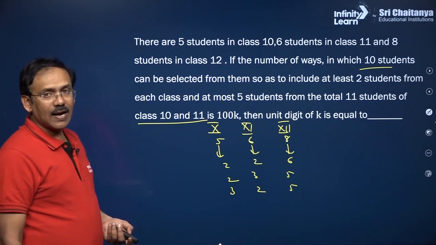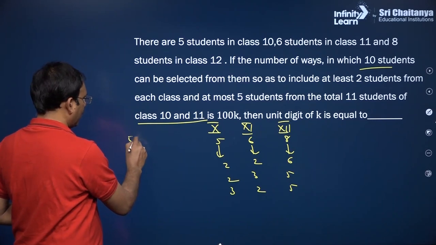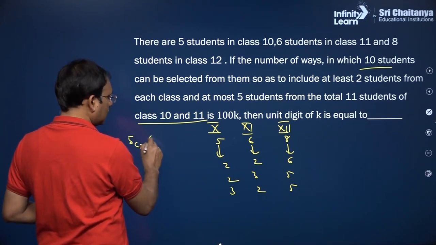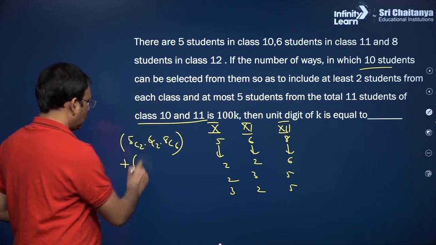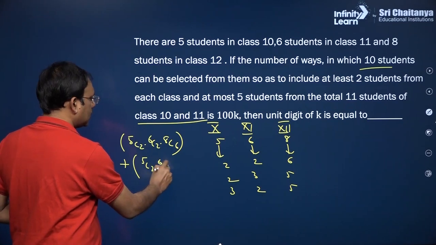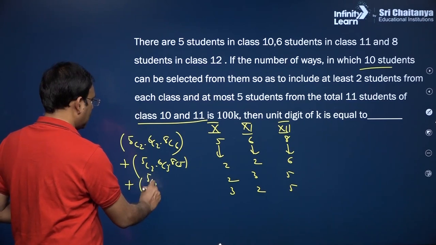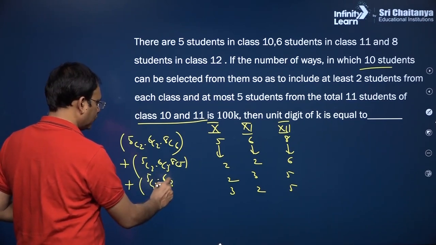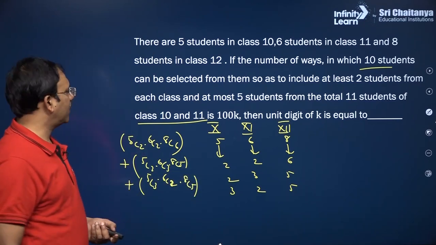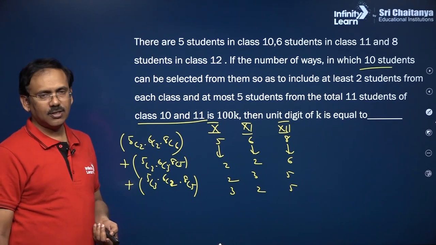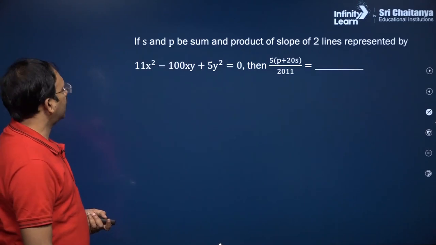So, the number of ways is 100k, he said. So, the number of ways you find: from 5 you have to select 2, from 6, 2, from 8, 6, in this case 5C2 and 6C3 and 8C5 plus 5C3 into 6C2 into 8C5. Just multiply these, my dear friends, you are going to get the answer. So, the last digit could be around 8. Okay. Next, my dear friends.